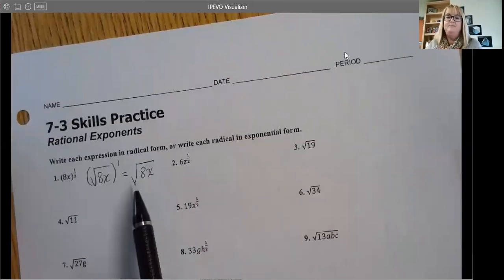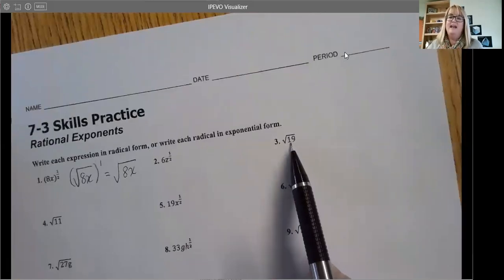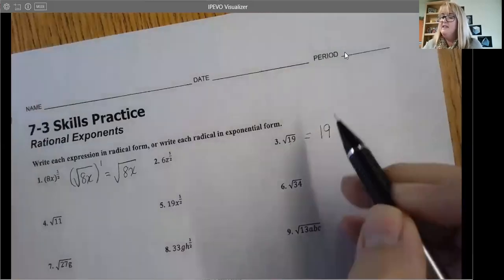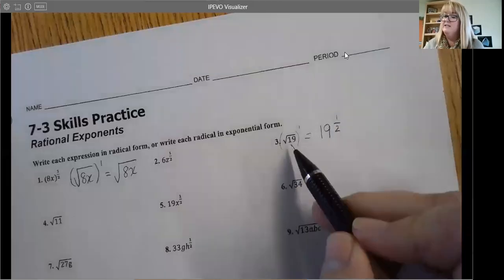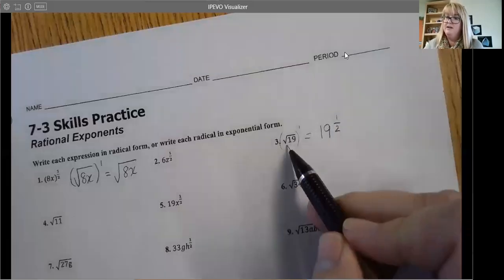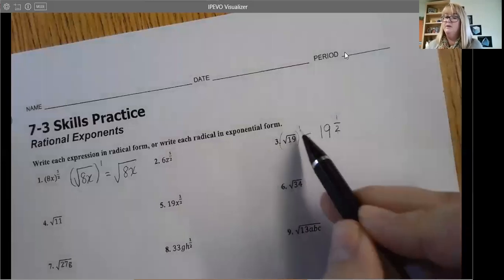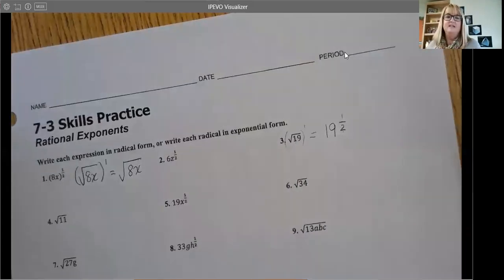Now, 13 says square root of 19. We need to turn it into an exponential form. So what we are going to do is take 19. This is understood to be raised to the first power. So the exponent is going to be 1/2. It is the square root. So we put a 2 there to designate the square root. It is understood to be to the first power. So we're going to put the first power. All right, let's look at number 5.